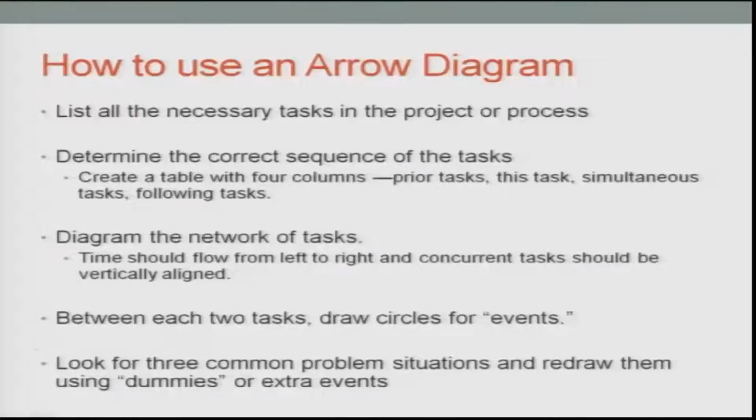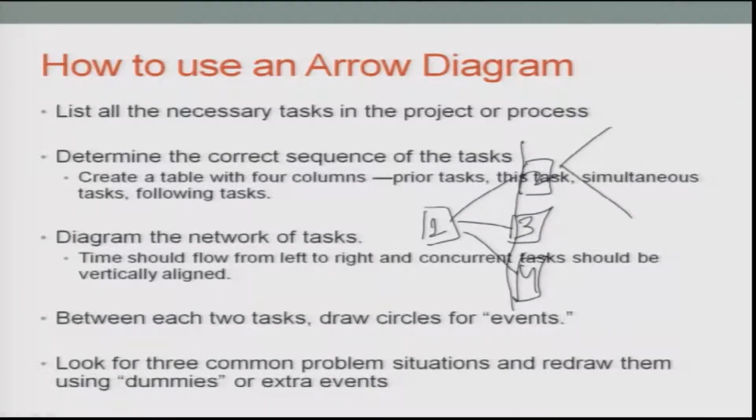If you are starting 3 sets of jobs at the same time, starting from the left, this is job 1, which I am marking as 1. If jobs 2, 3 and 4 start at the same time, they would be vertically aligned. Then, for example, you may have jobs 5 and 6 at the same time, so they are related like this. They would be done concurrently and it will continue in this manner. Between each task, draw circles for events.